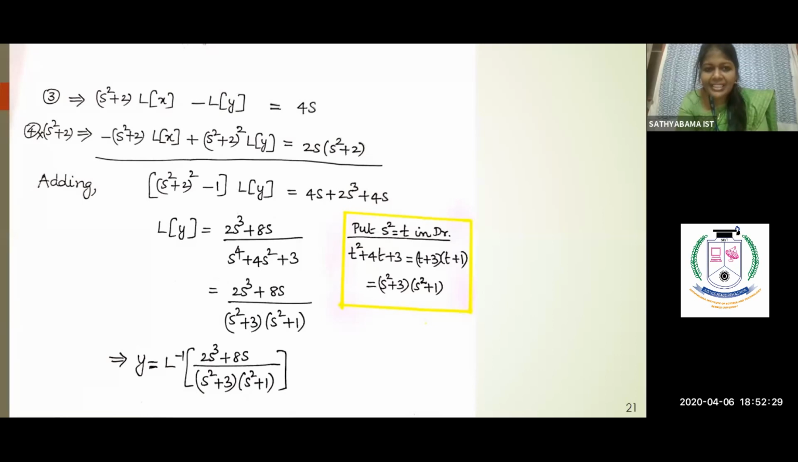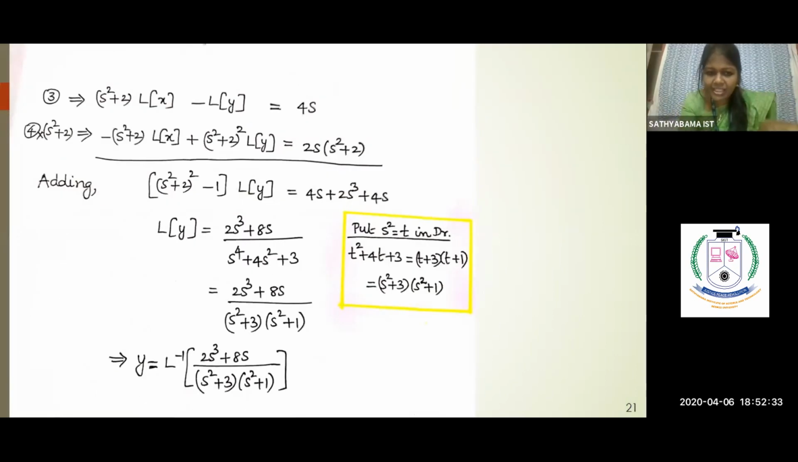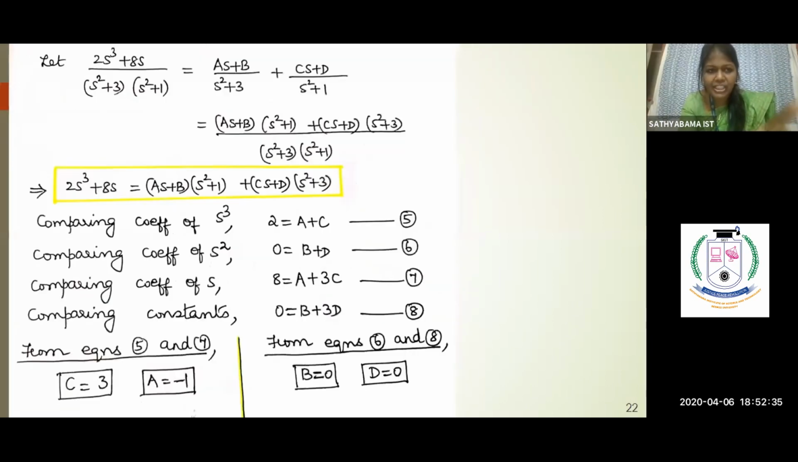So when you write this as partial fractions, I've just taken the expression inside the square bracket. I've taken only that expression and I've equated it to as plus b by the first quadratic factor plus cs plus d by the second quadratic factor. I'm doing this because both are quadratic factors. I'm using case 3. When we did the recalling, I'm using case 3. So now all you have to do is find the values of a, b, c, d. So you know partial fractions, right?